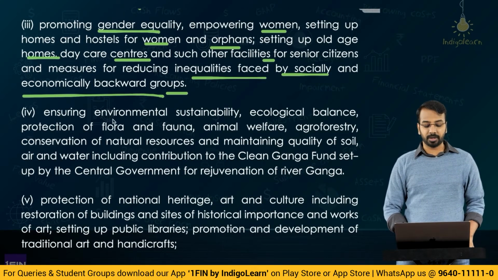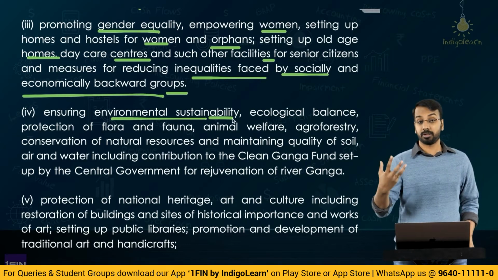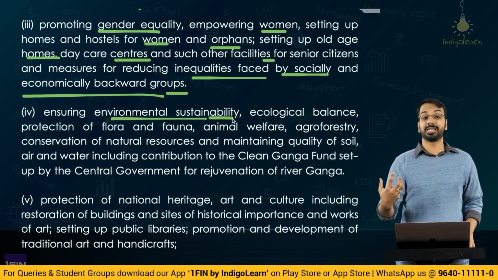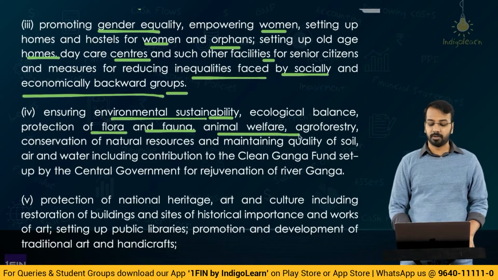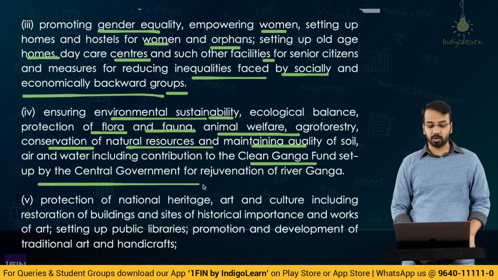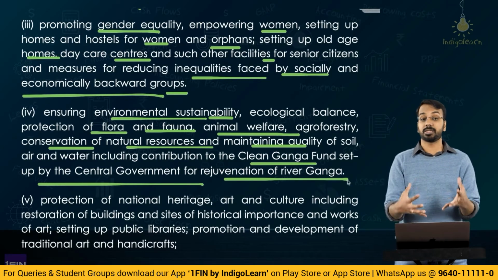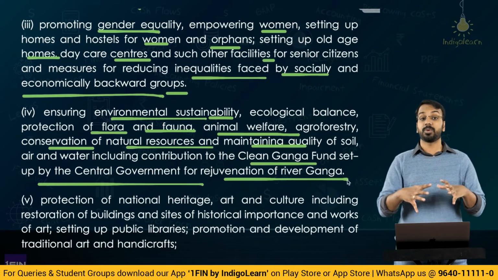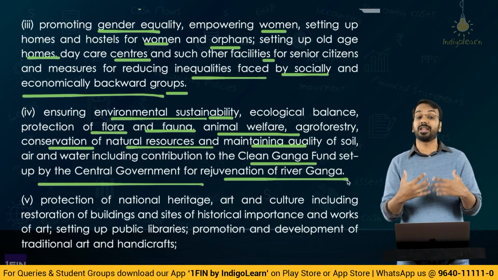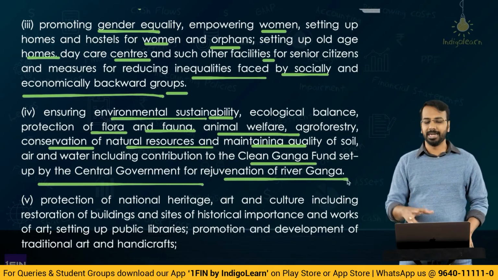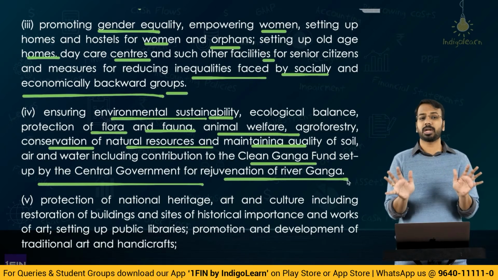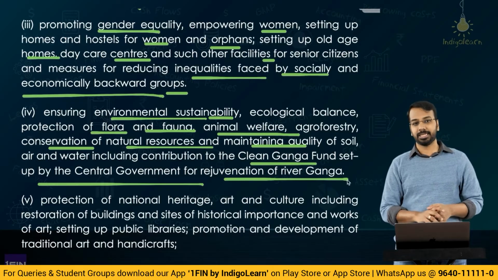Then, ensuring environmental sustainability. So, basically sustainable development, taking care of pollution, doing things like afforestation and all of that. Ecological balance, protection of flora and fauna, plants and animals, animal welfare, agroforestry, conservation of natural resources, maintaining quality of the soil, air and water, including contribution to Clean Ganga Fund set up by the central government, rejuvenation of river Ganga. So, activities which will promote ecological balance, which will help us in having sustainable development, a sustainable environment, preserving flora and fauna, all of that, including contribution to Clean Ganga Fund, right. Now, these are pointers which I don't want you to learn by heart, just have a broader understanding of what all is covered in CSR activities.